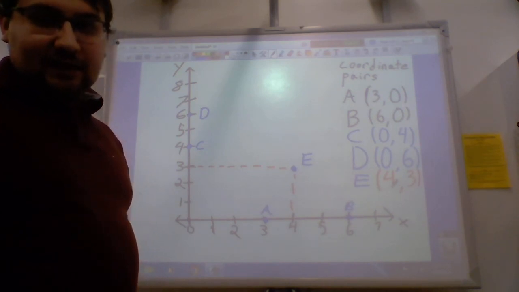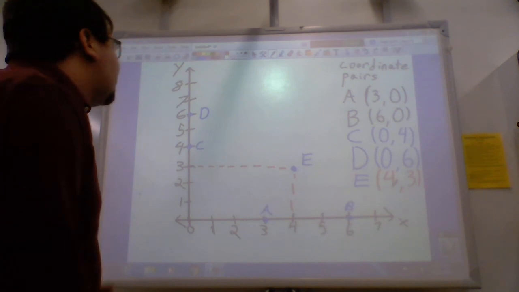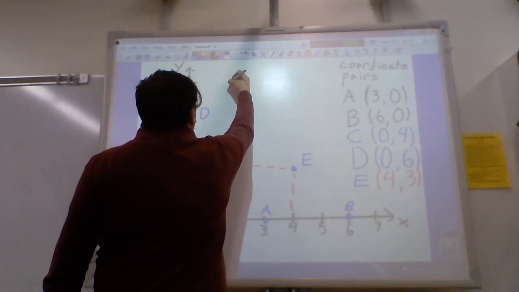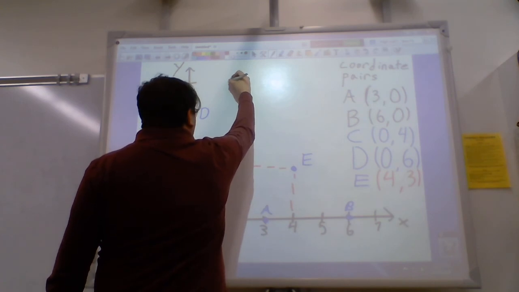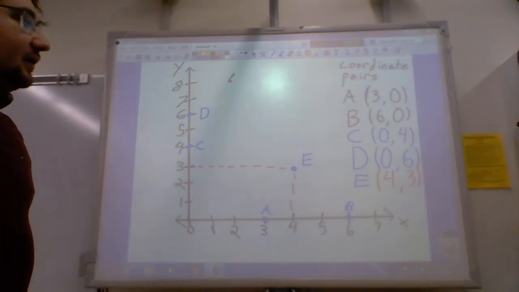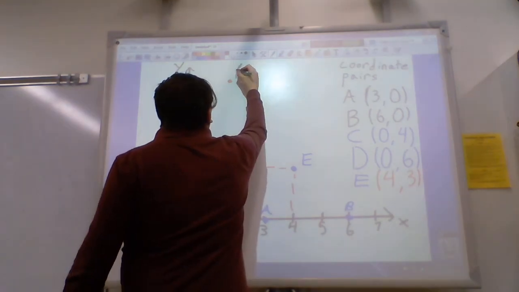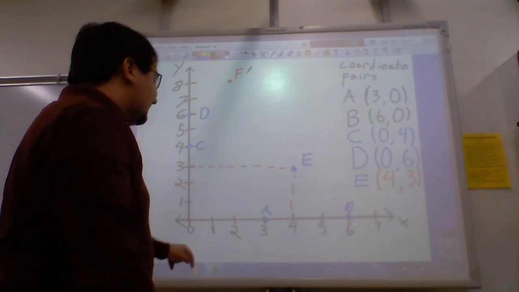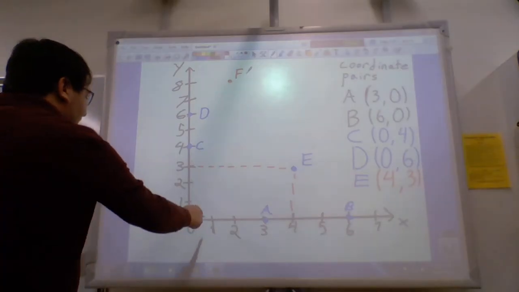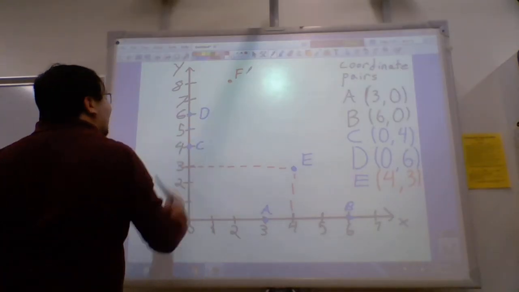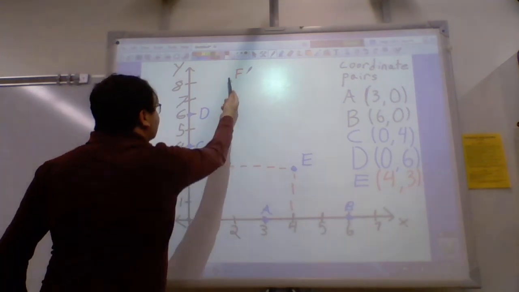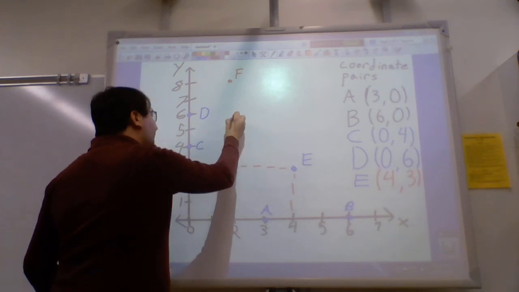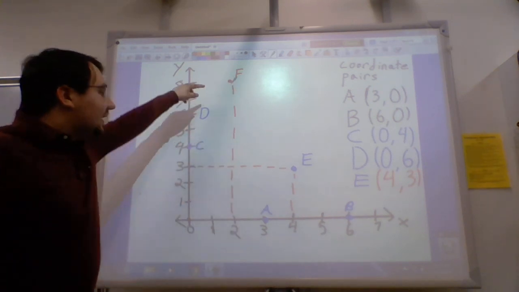So let's look at another one. If I were to put a point, let's say, we'll put it here. I'm going to label this as F, point F. Well, let's start with our X. Shoot up from 1. No, I'm not hitting it. Let's shoot up from 2. I am hitting it. Let's go all the way up. And we hit that F.